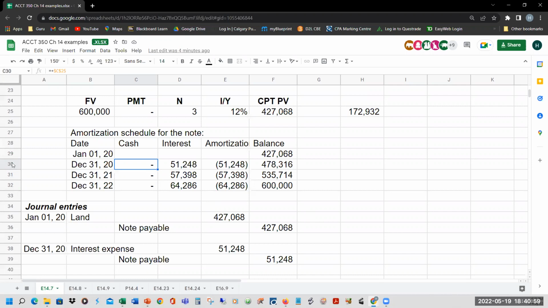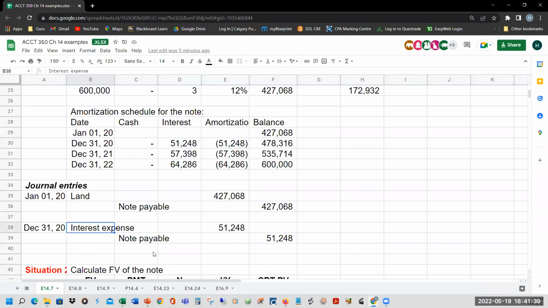So first year end, because Spartan has an outstanding note, this $427,068 was calculated using a discount rate of 12%. Spartan will acknowledge, okay, we took out this loan of $427,000 and change, and we were supposed to pay interest at 12%. We're not paying any interest, but we should have. So we need to accrue the interest by debiting interest expense for $51,248.